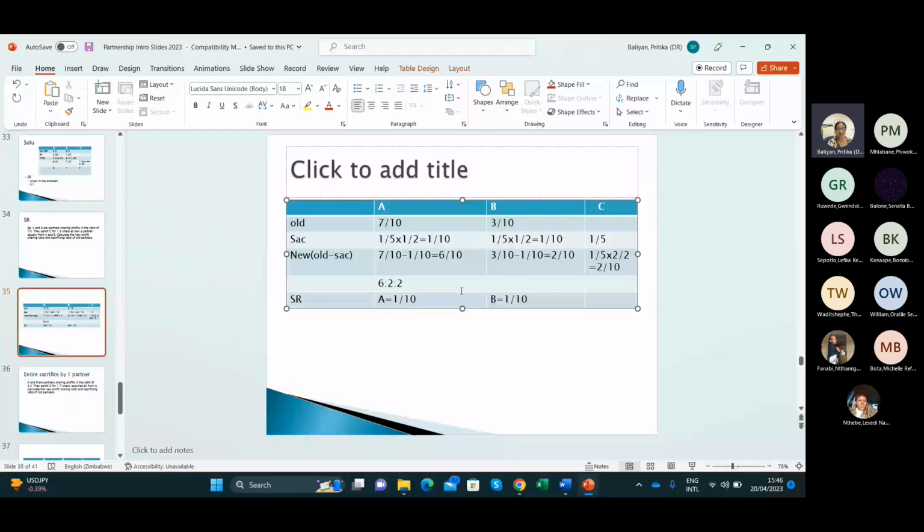Did you understand this calculation? Yes, ma'am. Anyone who is still confused on it? Are we all good?